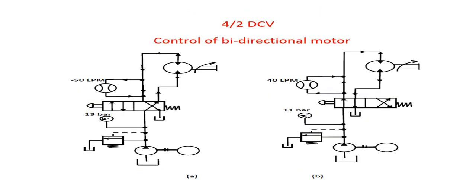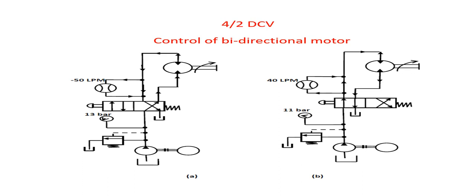How to control the speed of a bidirectional motor? As we have studied in the hydraulic motor lecture, hydraulic motors have a bidirectional capacity. That means they can deliver torque in either direction as well as rotate in either direction. In the normal position, the pressurized fluid flows through this hydraulic motor and returns to the tank. So it will make sure that the motor rotates in one particular direction, let's say clockwise.